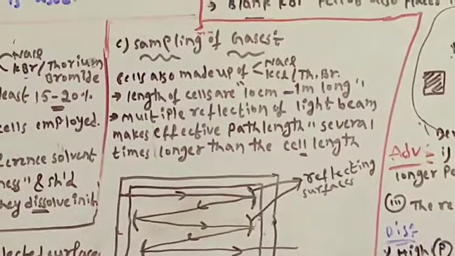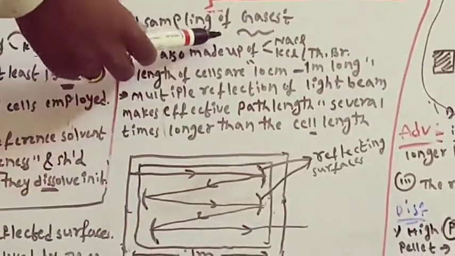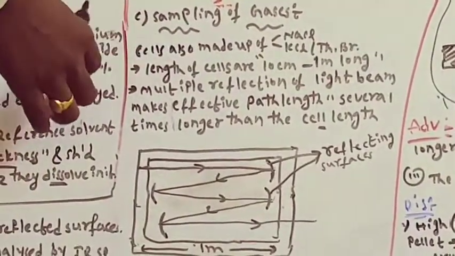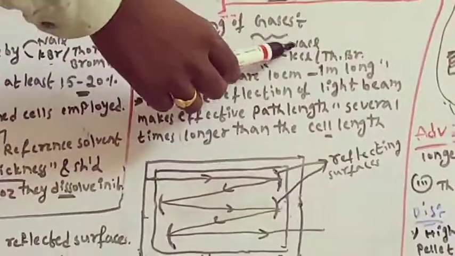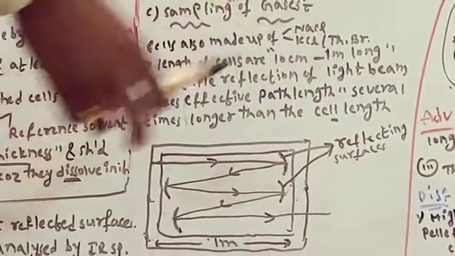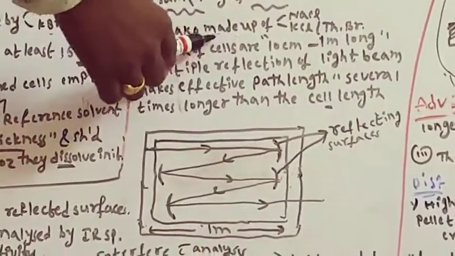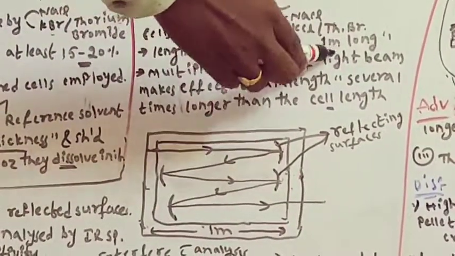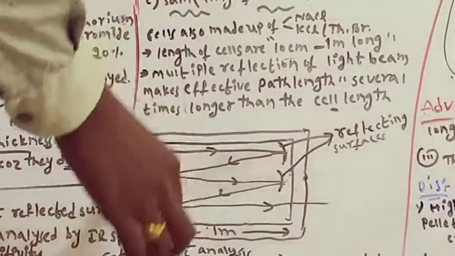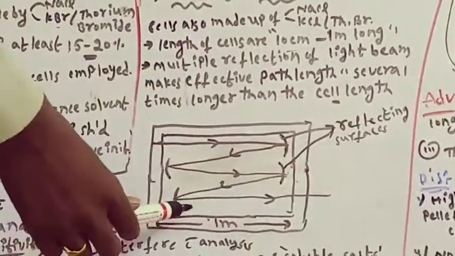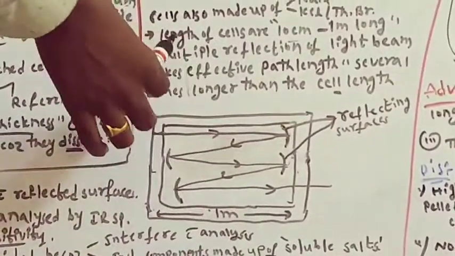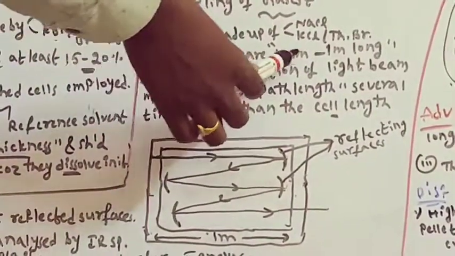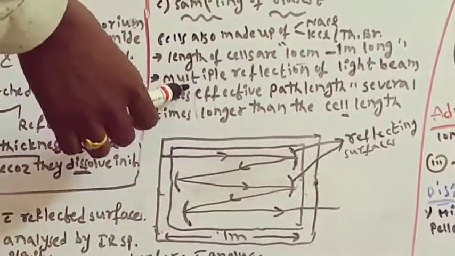Then the last method, sampling of gases. The cells are the same as for liquids, made of sodium chloride or potassium chloride or thorium bromide. The length of the cells is 10 centimeters to 1 meter long. Here this is the gas sample cell. You can see here, 1 meter long. The length of the gas cells is 10 centimeters to 1 meter.